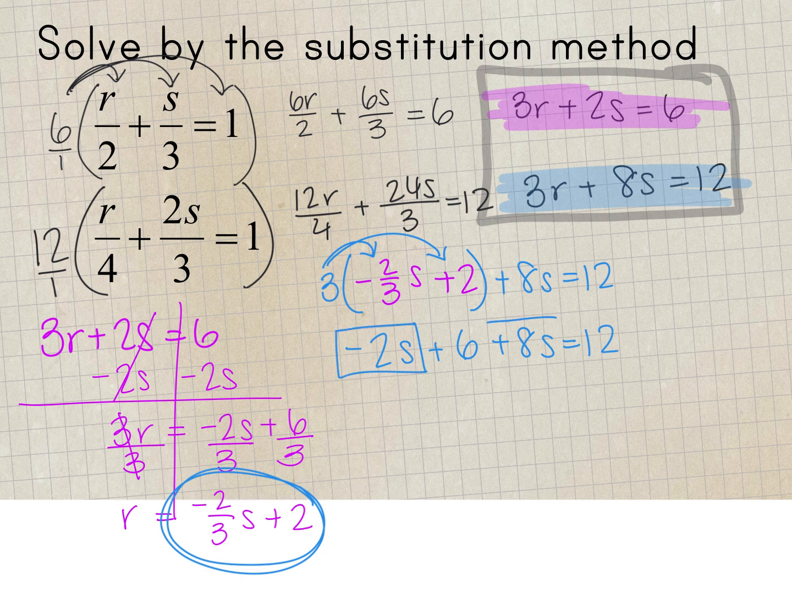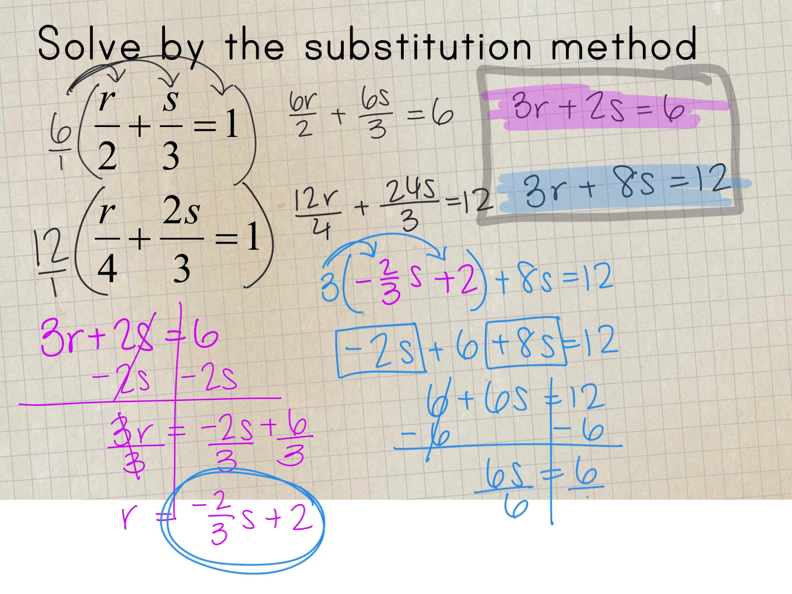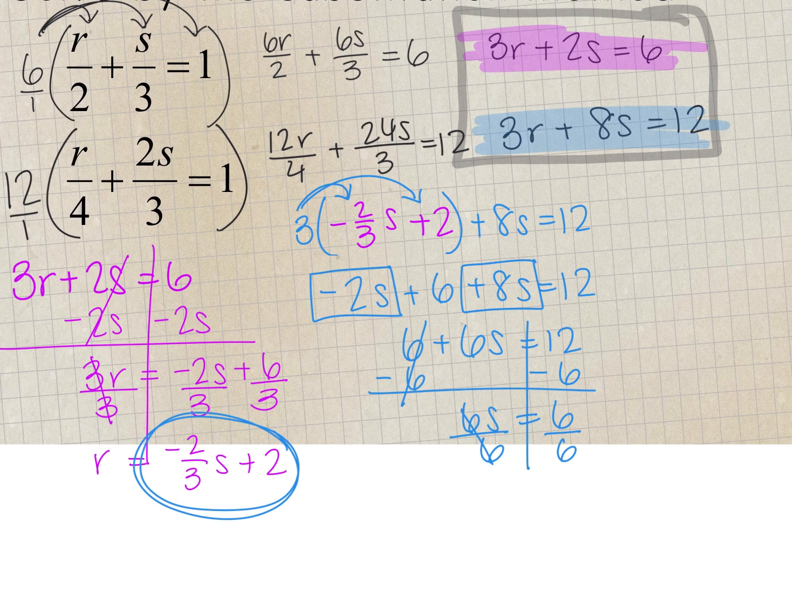Combine my like terms. I'm then going to have the 6 left over plus 6s equals 12. Subtract 6 from both sides of my equal sign. 6s equals 6. Divide both sides by 6. And then s is going to equal 1. So right now I have my s. I don't have my r.